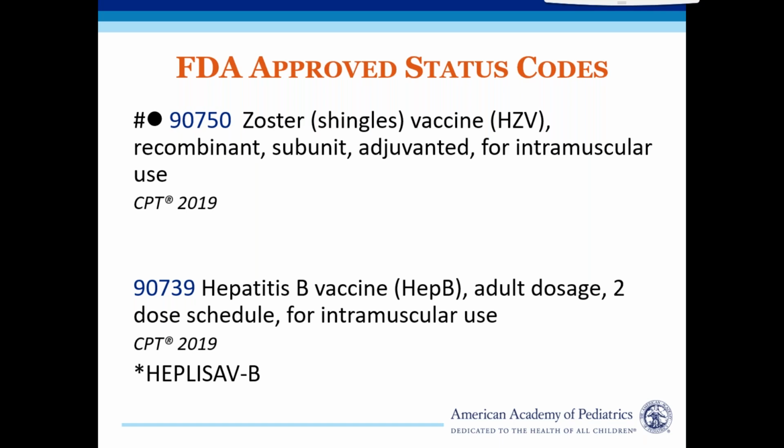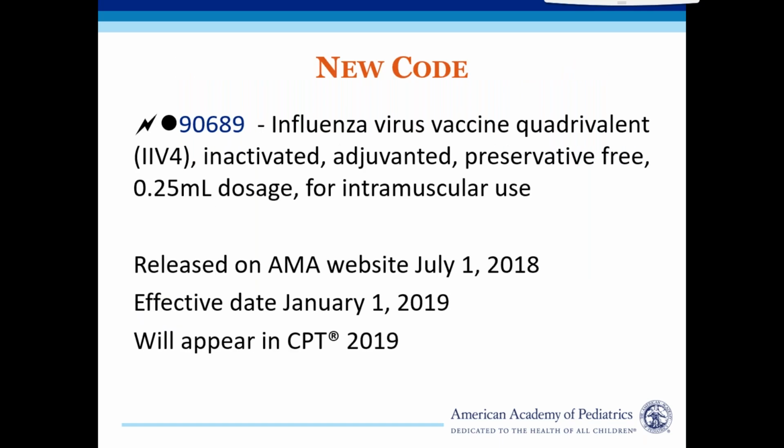So for those of you in a multi-specialty clinic, you might be administering the zoster or the shingles vaccine. We do have FDA approval now for a new one on the market. In addition, we do have a new hepatitis B FDA approval for the adult dose, 2-dose schedule for IM use. That's being used for 19 years and older, I believe, which you still may see in your practices. So both of these codes are now FDA approved. They're on the market, and the CPT codes have been updated to reflect that they're FDA approved. Now, the 90750, as you can see with the dot, is a brand new code, while the 90739 has been in the CPT manual for quite some time. You will see these codes without the lightning bolt in CPT 2019.